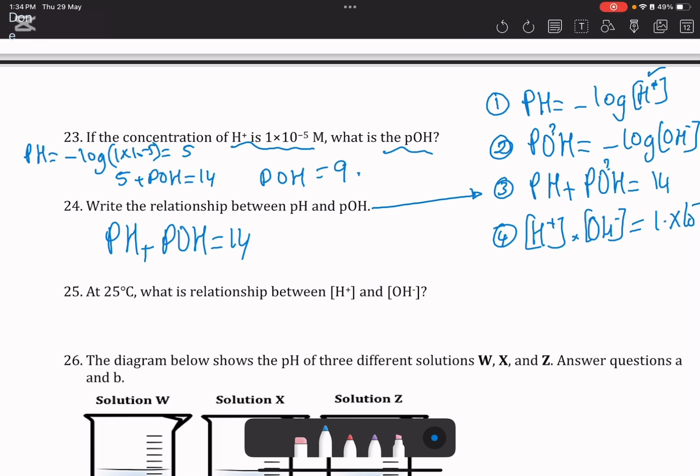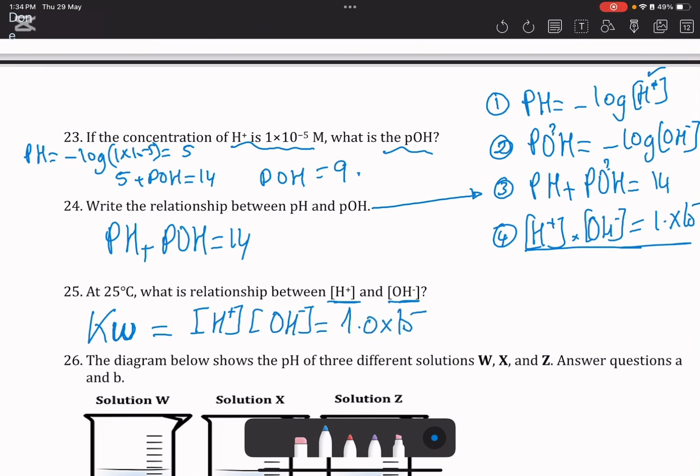Now, what is the relationship between H plus and OH minus concentrations? That's the ionization constant of water, W. That's why we call it KW. And it is equal to the concentration of H plus multiplied by the concentration of OH minus, and that is equal to a constant that is specifically at 25 degrees Celsius.